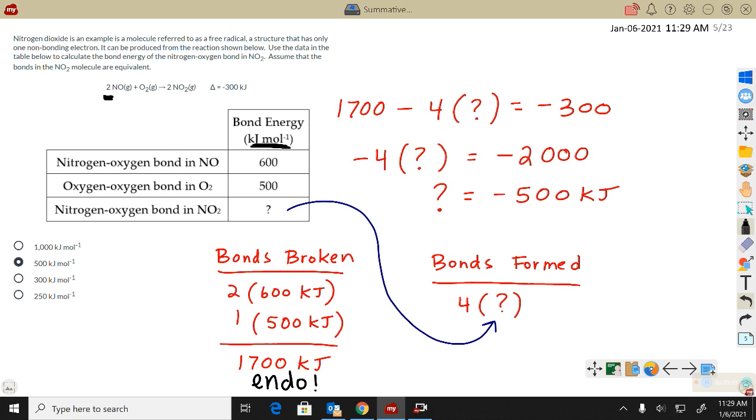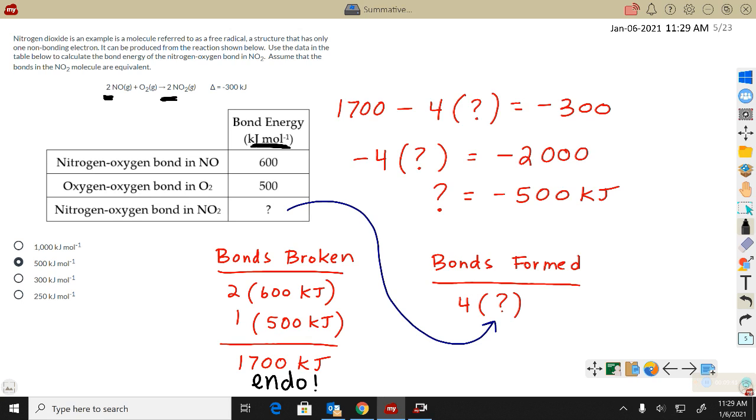Okay, so I just left that as my variable, but I did kind of think about the molecule, in that NO2 would have 2 nitrogen-oxygen bonds per molecule, and then I've got 2 molecules. So there will really be 4 nitrogen-oxygen bonds on the product side. They just left it as a question mark in the chart, so I left it as a question mark in my math. Obviously, you could put it as X or whatever you want to use as a variable.